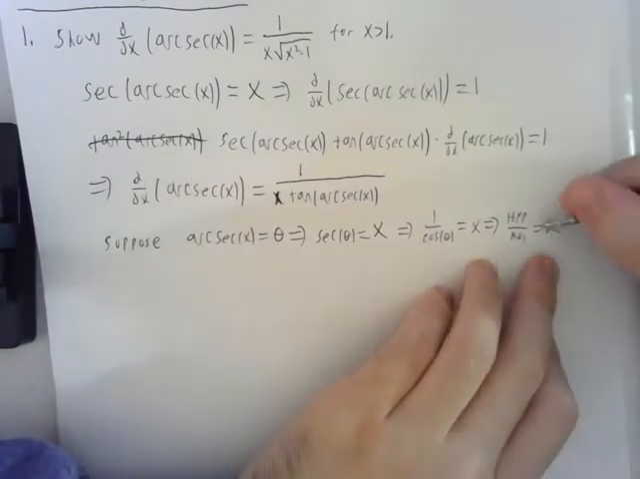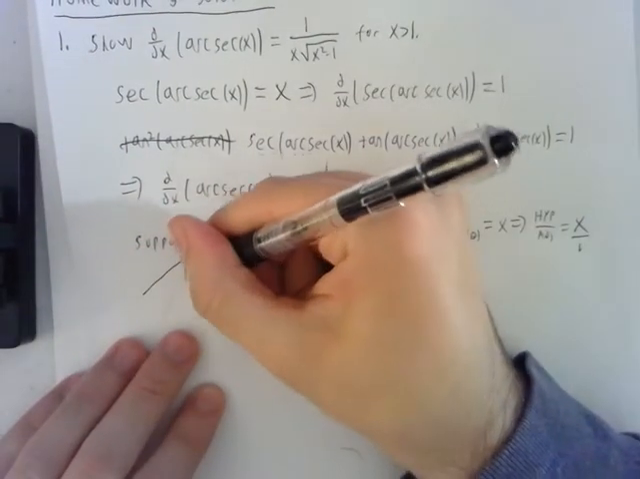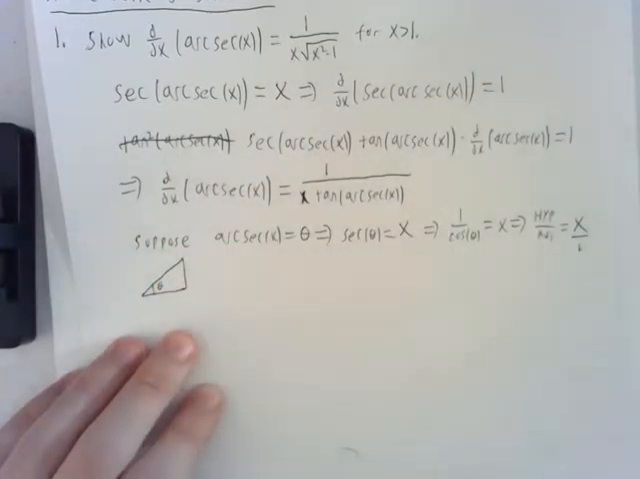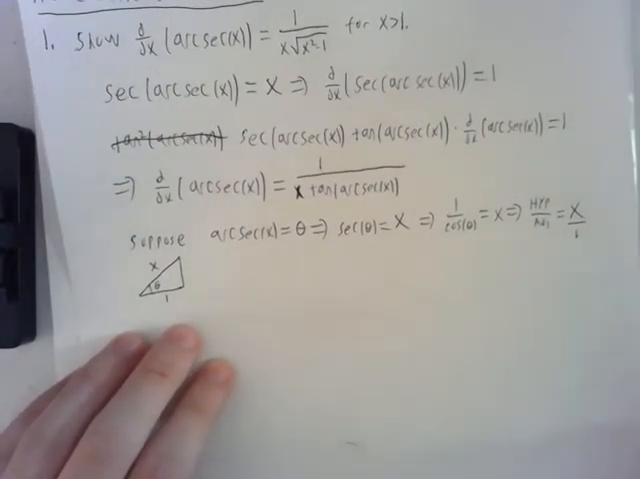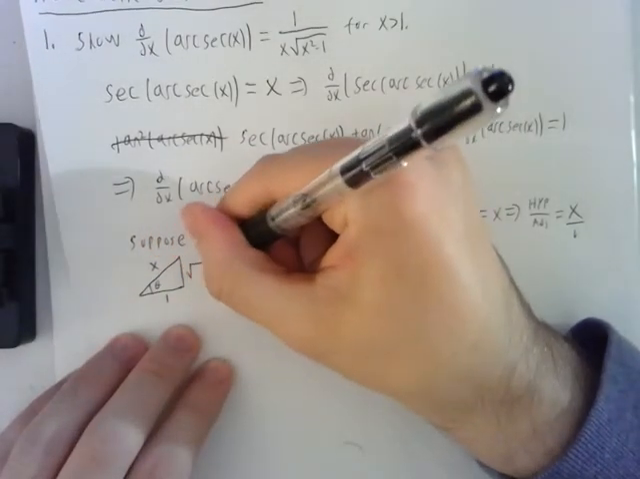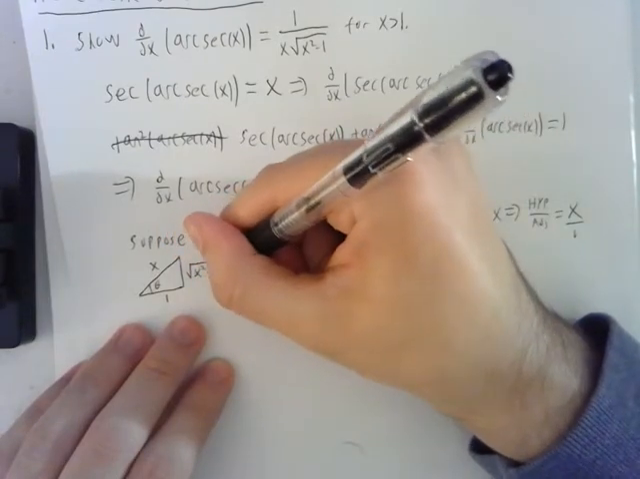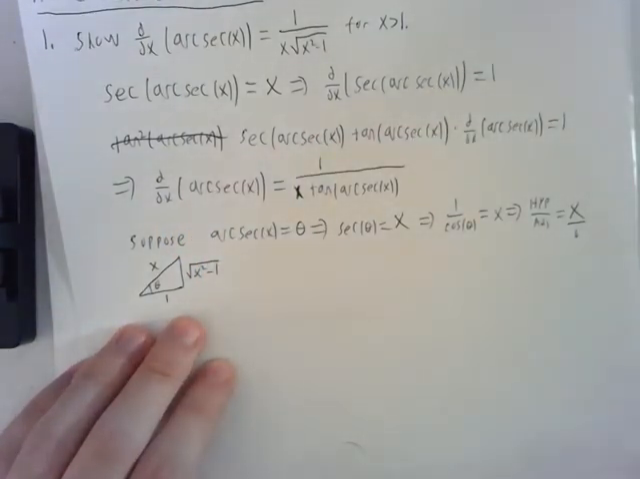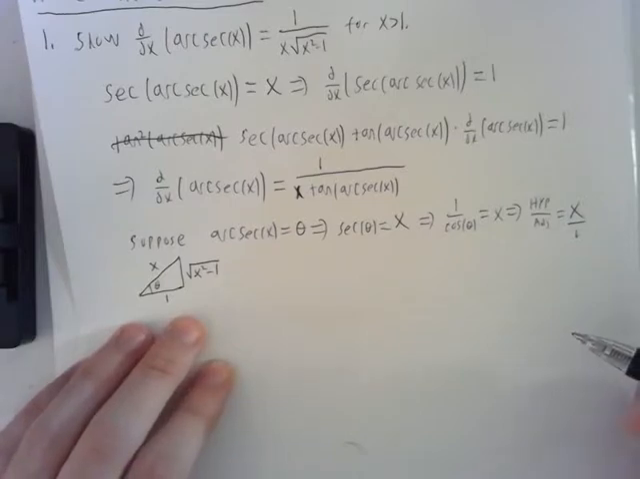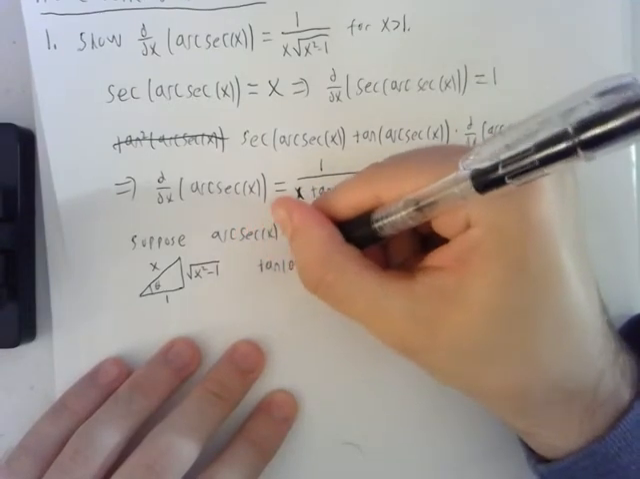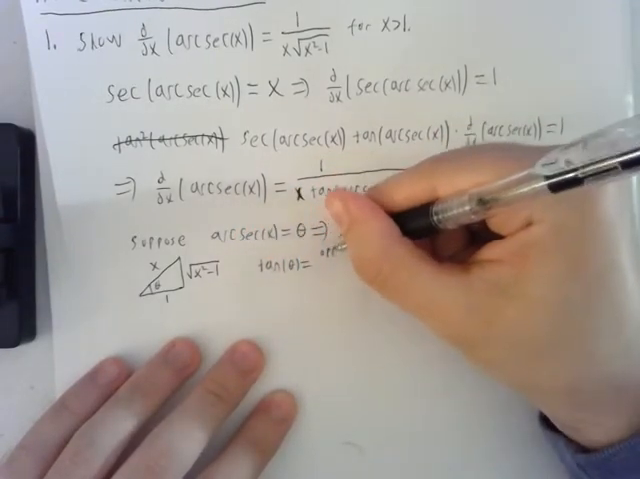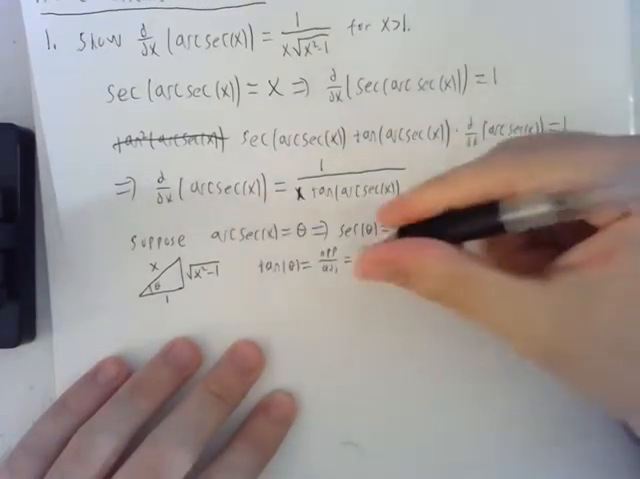So we can draw a triangle with this angle theta here. The hypotenuse should be x, the adjacent side should be 1. Now if we use the Pythagorean theorem, then we'll get that the opposite side is the square root of x squared minus 1. So now what did we want to find? We wanted to find tangent of this thing. Well, tangent of theta is equal to opposite over adjacent, which is equal to square root x squared minus 1.